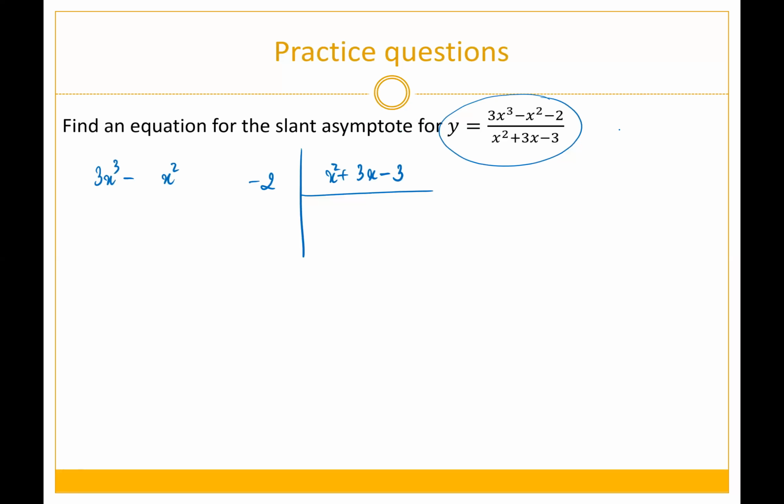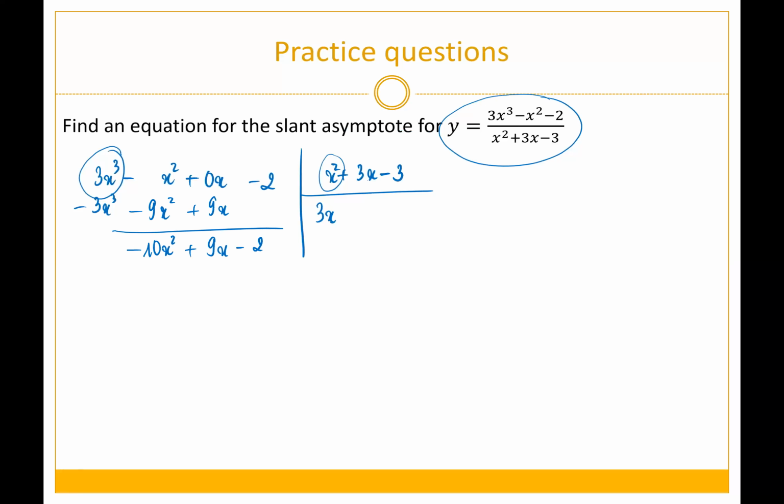So in this case, here we have plus 0x, just to fill out a space. So we divide the highest term by the highest term. So 3x cubed divided by x squared, it's going to be 3x. Then we multiply back and change the sign on the other side, which is going to give us negative 3x cubed. And then we continue to multiply with the rest. So you're going to have negative 9x squared plus 9x, which is going to give us negative 10x squared plus 9x minus 2.